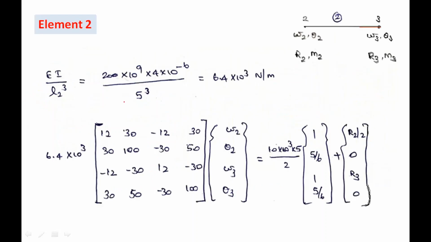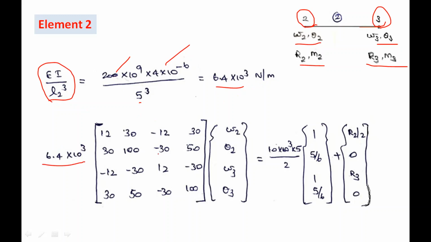Similarly, we have to find the element characteristic equation for this second element. Here this second element, node 2 and node 3. Degrees of freedom W2, theta 2, W3, theta 3 for node 3. R2, M2, R3, M3 are the forces and moment. We are finding EI by L2 cube. Here L2, the length of the element, is 5. So substituting E value and I value, we are getting 6.4 into 10 power 3 Newton per meter. So we are substituting here. Then 12. Then all the L2 value is substituted here. Nodal parameters W2, theta 2, W3, theta 3.